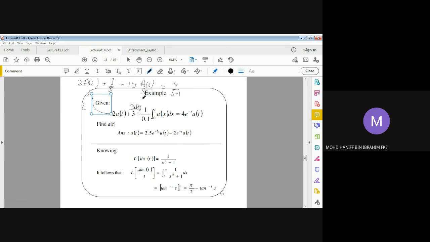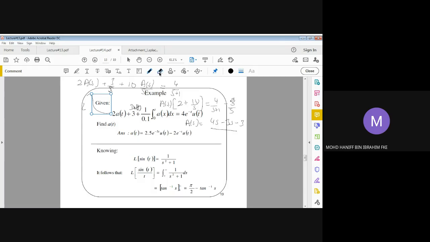Okay, so we need to rearrange the equations here. We factor out the A(s). We're going to have A(s) times 2 plus 10 over s, and then we have 4 over s plus 1 minus 3 over s. So we're going to have A(s) shall be equals to 4s minus 3s minus 3 divided by, let me see.